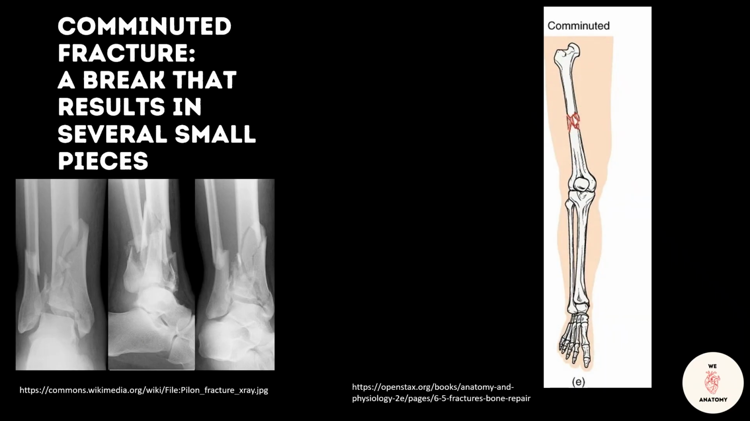A comminuted fracture is a severe break that results in several bone fragments. This radiograph shows a comminuted fracture of the distal tibia, resulting in multiple fragments, which you can see right here. You can also see a transverse fracture of the distal fibula.